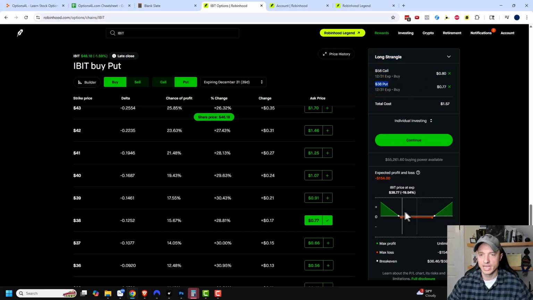We can see this little table down here where we would experience the maximum loss between our two strike prices. So we got the $38 put down here, and we have the $58 call over here. So between that range, we experience max loss, and our max loss is $154. So we needed to go beyond our break even points before we start making money. And you can see the break even points right here.